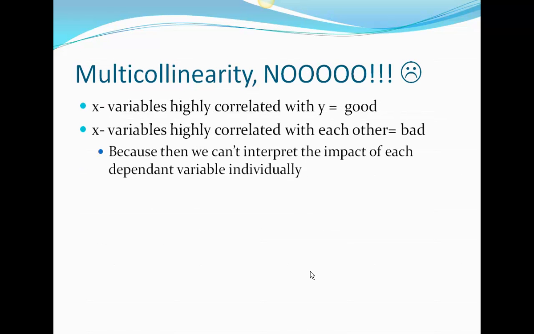Now, one of the things that happens when we add more independent variables, we could introduce something called multicollinearity, and that's a bad thing. So the X variable being highly correlated with Y, that's good, because your independent variables should be able to be used to predict your dependent variable. But your X variables being highly correlated with one another, that's bad, because then we can't interpret the impact of each independent variable individually. So what we would see is kind of an overlap.